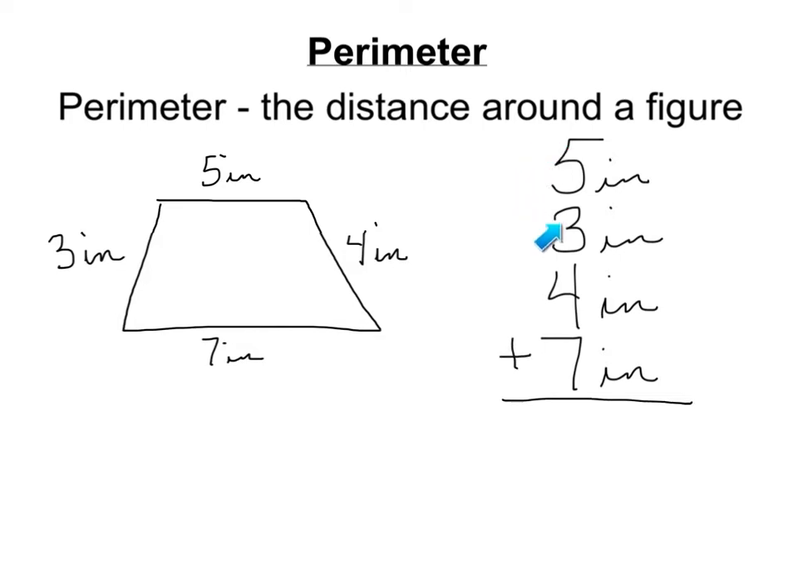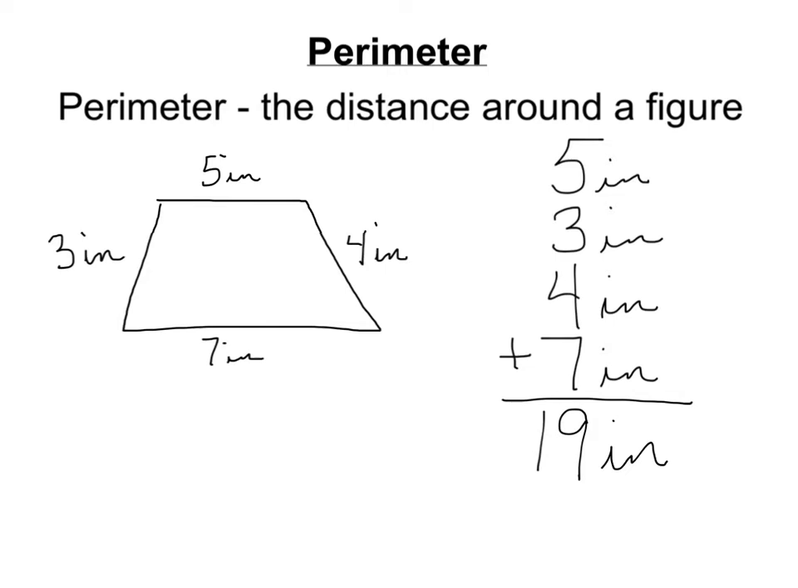Five and 3 makes 8. 8 plus 4 makes 12. And then plus 7 makes 19. Inches plus inches plus inches plus inches gives me just plain old inches.